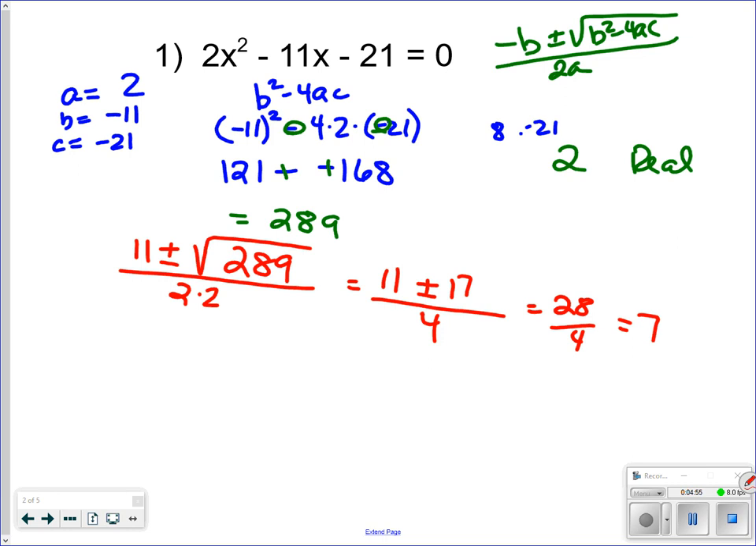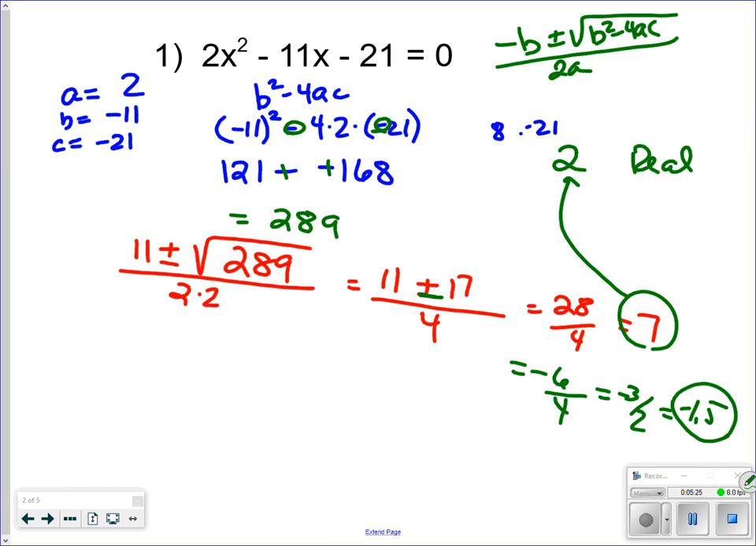That's the first answer. But then remember, we also have to do the negative. So it's either 11 plus 17 or it's 11 minus 17, negative 6, also divided by 4, and then negative 6 over 4 could reduce. You can write negative 3 over 2, or you can put negative 1.5. So we have two solutions, and they are both real numbers. Okay, there's your first example.